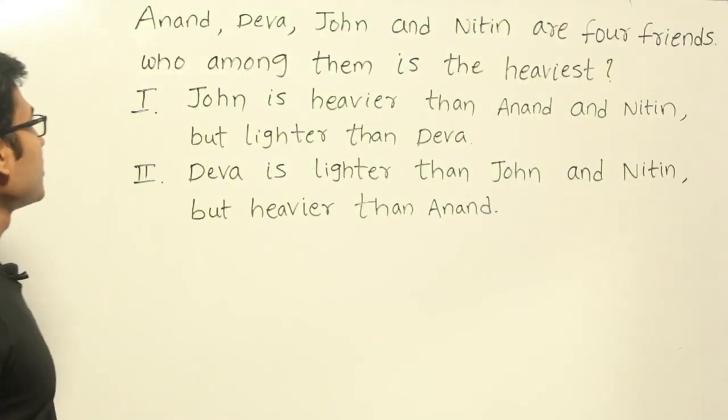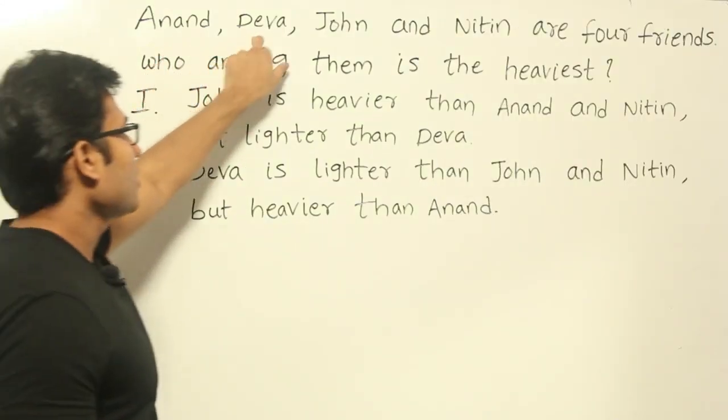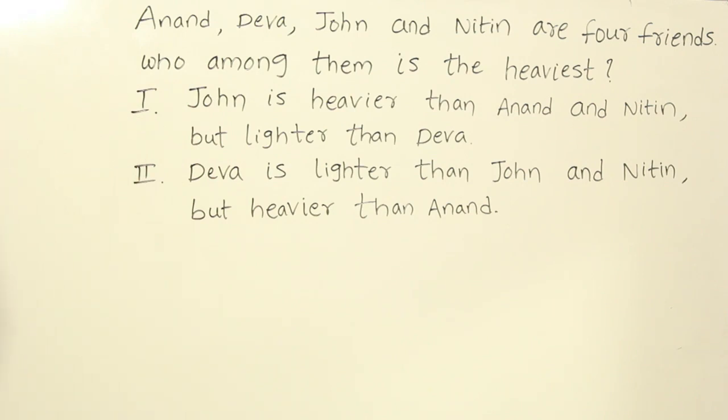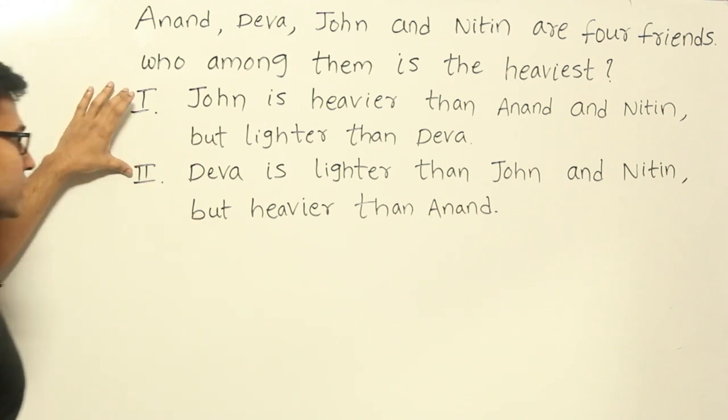Now let's see the next example. Anand, Deva, John and Nitin are four friends. Who among them is the heaviest? Now they are asking among these four friends who is the heaviest. Now in order to solve this, they have given two statements.